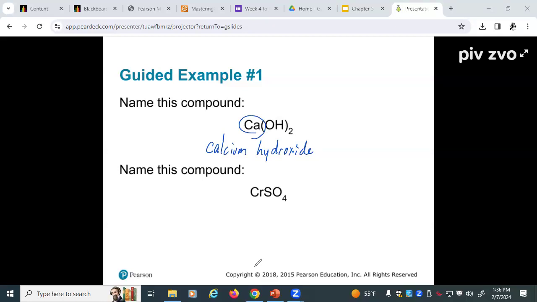Might not be a bad idea as you're working through these examples, as you're working through your homework, until you get more familiar with that polyatomic ion list, to have that open somewhere where you can access it really quickly and easily, so that you're not constantly searching through it. These are things that with time and with usage, they do become more familiar.